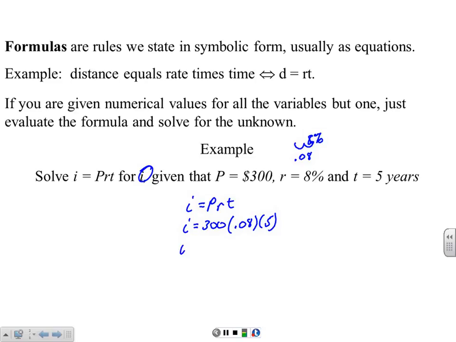And so now I am going to use the calculator to figure out what this is. So we have 300 times 0.08 times 5. And so we're going to have 120, and we are talking about money, so that's $120.